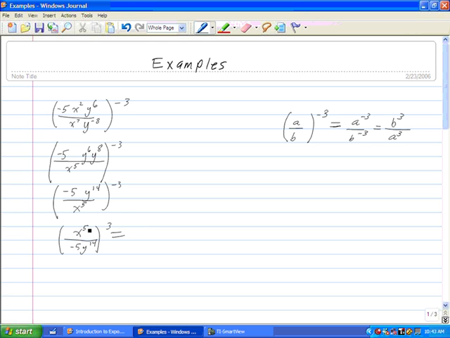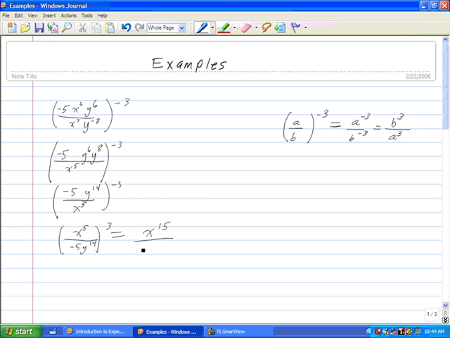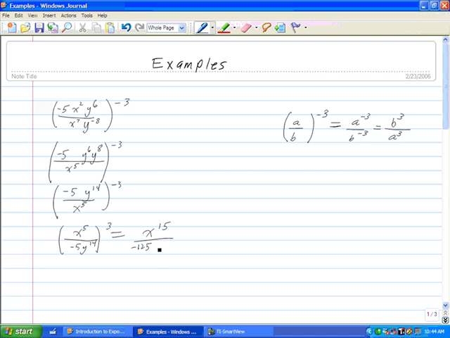And now the power rule. 5 times 3 is x to the 15th. Negative 5 to the 3rd. Well, let's see what that's going to be. Calculator can help us. In parentheses, a negative 5 to the power 3. And it comes out a negative 125. Of course, that's on the bottom. And 14 times 3 for your power rule is a 42. So this can come out as a y to the 42nd power.